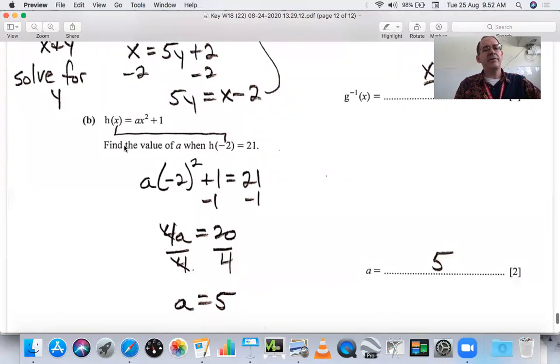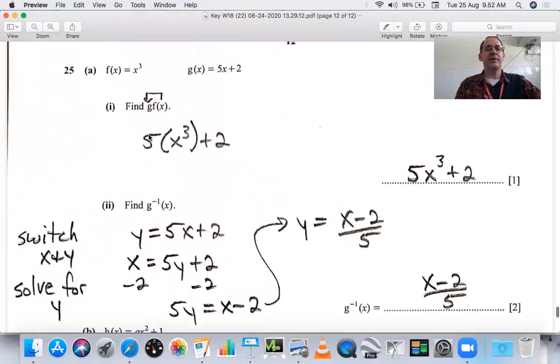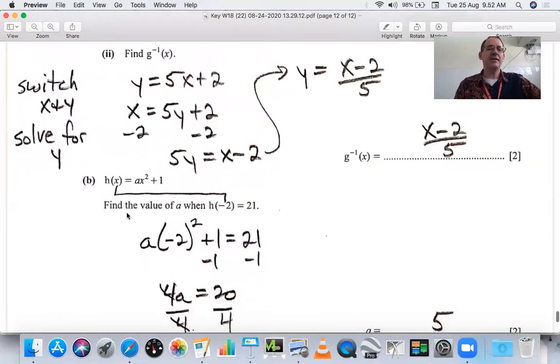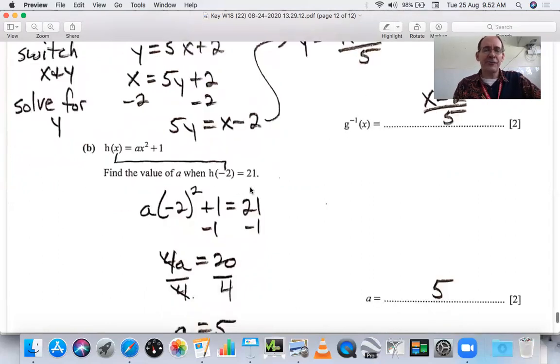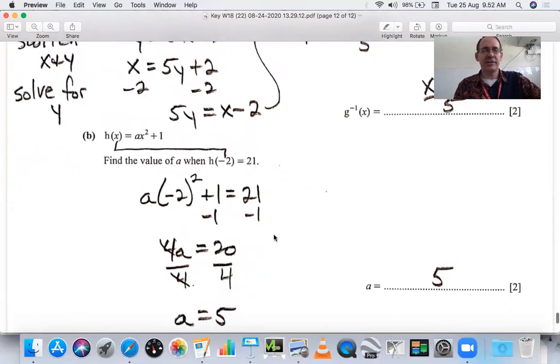Then we move down here. They give us a function equation, h of x, which is not given up here, so this is a different function, equals ax squared plus 1. So this is a function they provide for us. And then here's our function equation. When you evaluate h for -2, that result equals 21. So here's our function equation.